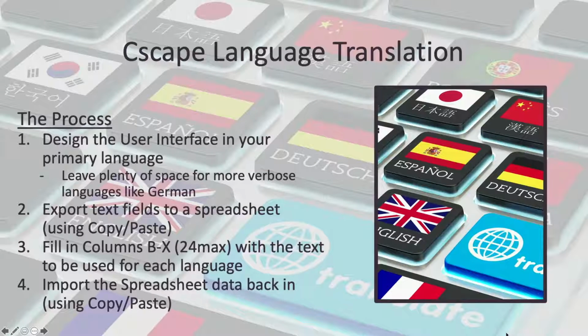When you're done with that process, from your spreadsheet, you're going to highlight all the cells that you want to paste back into Seascape, now containing multiple languages instead of just one. You'll do that copy, go back to Seascape, and execute the paste from that same menu where you did the copy to begin with. Okay, so that's the general process that you go through.